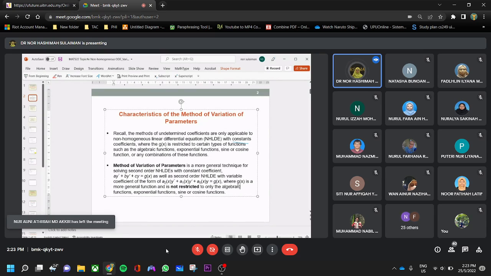Okay, dia mention kat sini lah whether gx is a more general function and is not restricted to only the algebraic function, exponential sine or cosine function. Okay, boleh faham ke? Are you all with me?